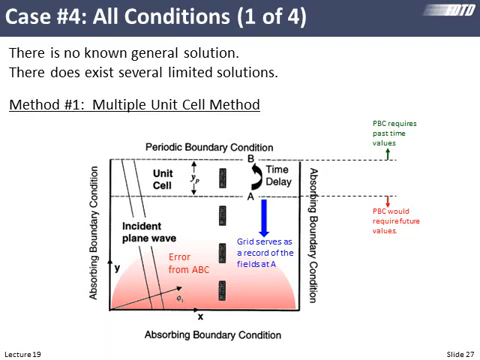Well, let's say we have all these conditions. We want a pulsed source, we want oblique incidence, we want periodic boundary, we want all these things. What are some things that we can do no matter how limited they are? Well, we can do something called the multiple unit cell method.